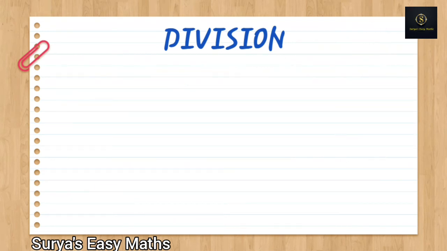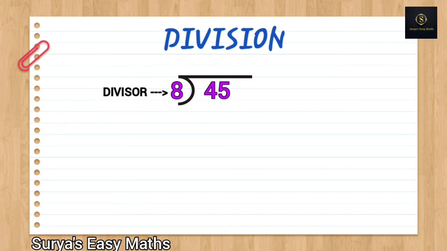Now let's see one more example. 45 divided by 8 is equal to what? First let us write it in the division form. Now check the divisor with the leftmost digit of the dividend. That is, 8 is the divisor and 4 is the leftmost digit of the dividend.